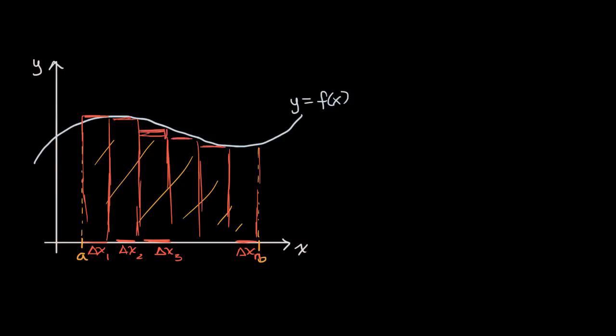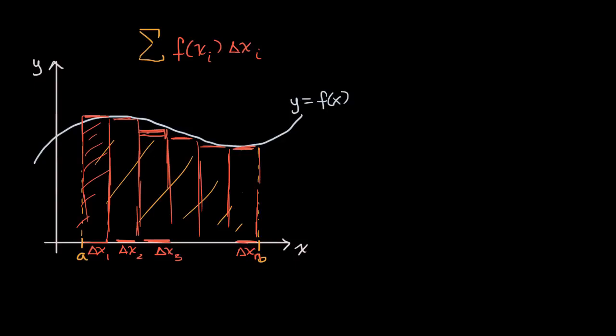And so now we have an approximation where we can say, look, the area of each of these rectangles is going to be f of x sub i, where maybe x sub i is the right boundary the way I've drawn it, times delta x sub i. That's each of these rectangles. And then we can sum them up. And that would give us an approximation for the area.